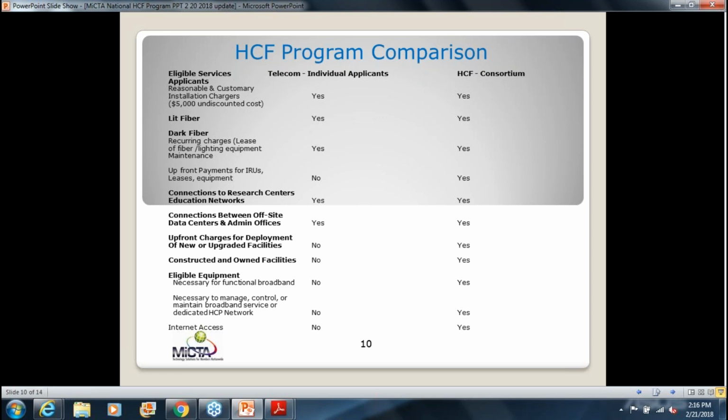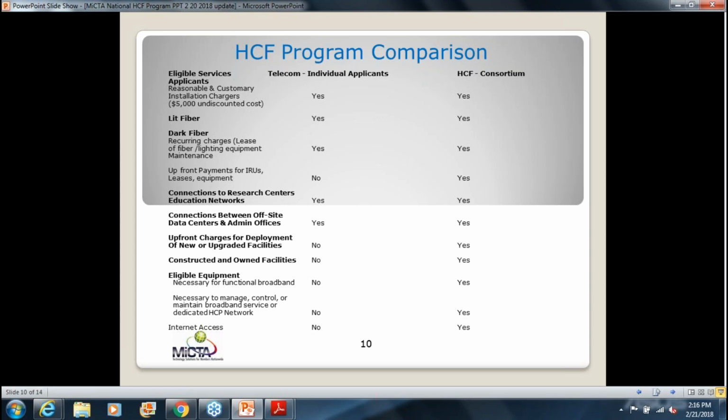You can see upfront payments for IRUs, leases, and equipment. No under the Telecom program. Yes under the HCF program. And then you see connections to research centers. Yes for both programs. Connections between offsite data centers. Yes for both programs. When you get to upfront charges for deployment of new or upgraded facilities, that is not covered under the Telecom program.